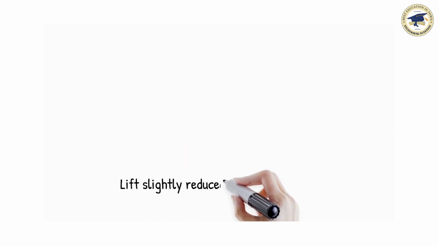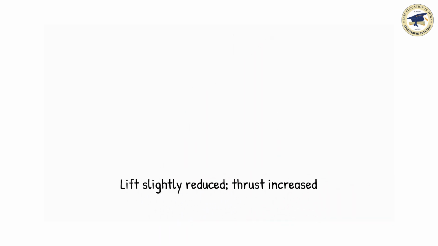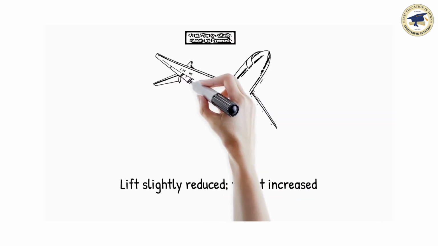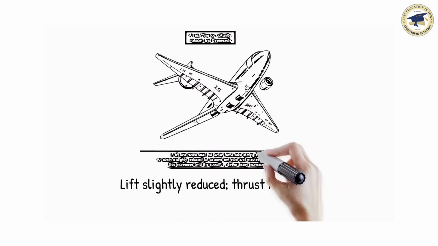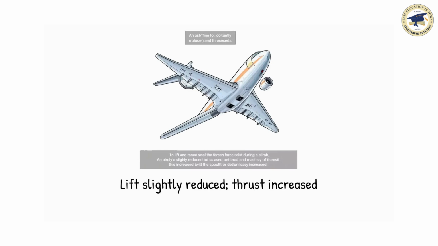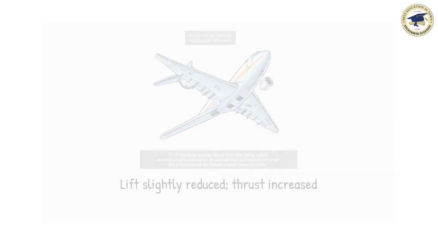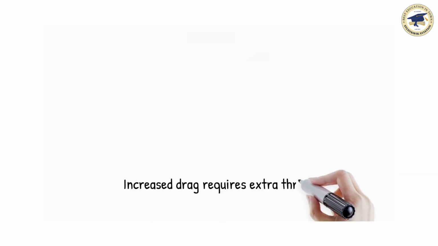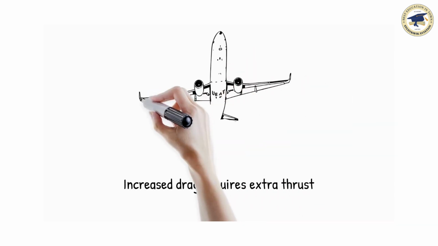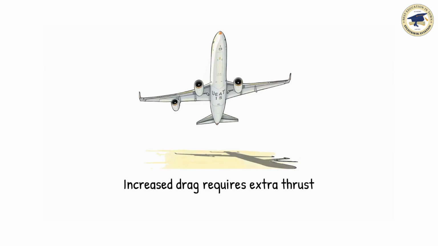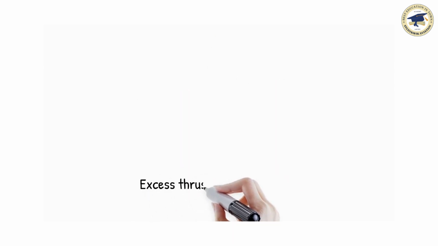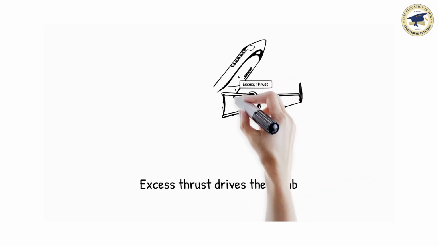This means that lift in a climb is actually slightly less than in level flight. The big change is in thrust, which needs to increase to support the climb. Since part of your weight is now acting backward along the flight path, your total drag increases. To maintain a climb, you need extra thrust to overcome this. That extra thrust is what we call excess thrust, and that's the real power behind your climb.